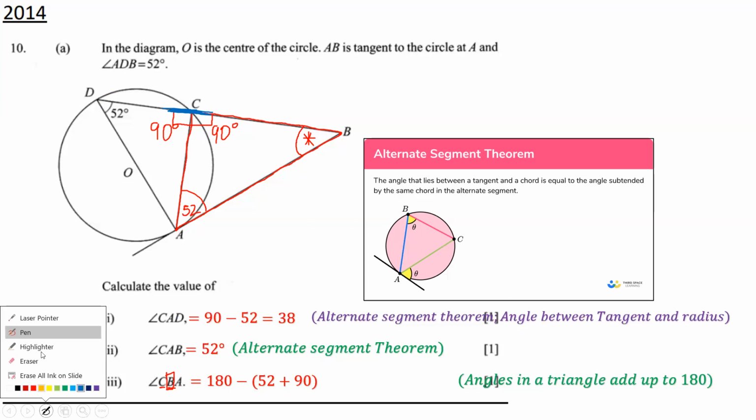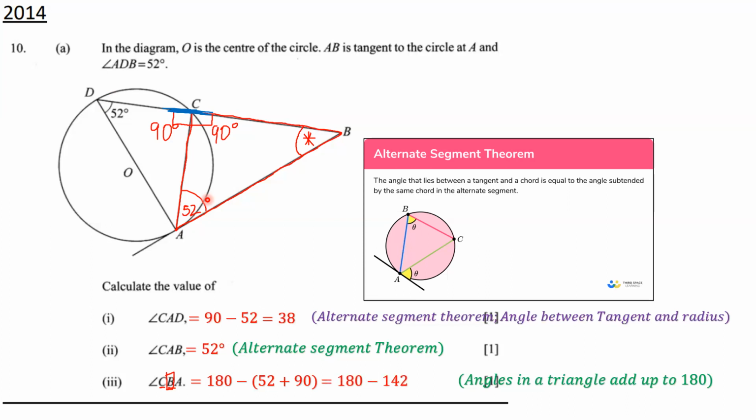So we already know that this one is 90, that one is 52, but we're missing this one. It's a triangle, so angles in a triangle must add up to 180. So we have to add 90 and 52, and then subtract that from 180 to get our answer. Now what is 90 plus 52? 90 plus 52 is going to be 142. And so we subtract 180 minus 142, and that gives us 38.